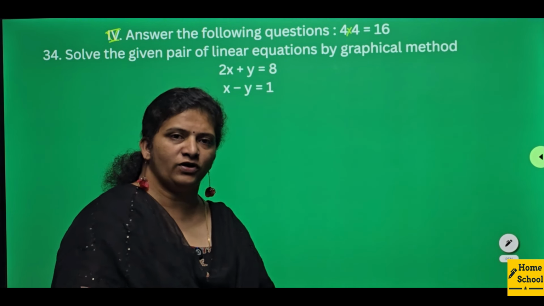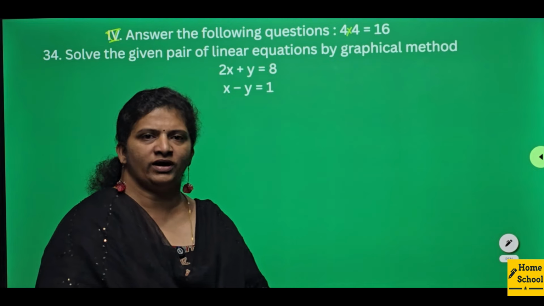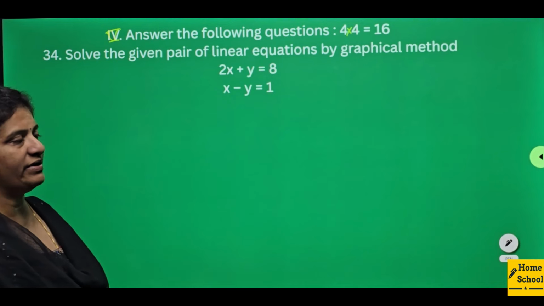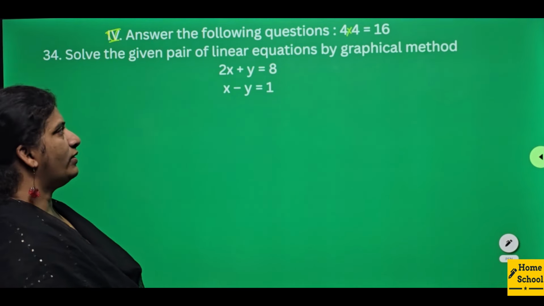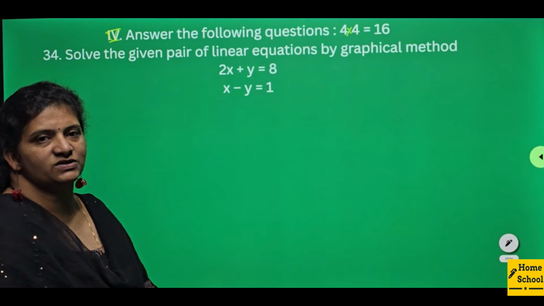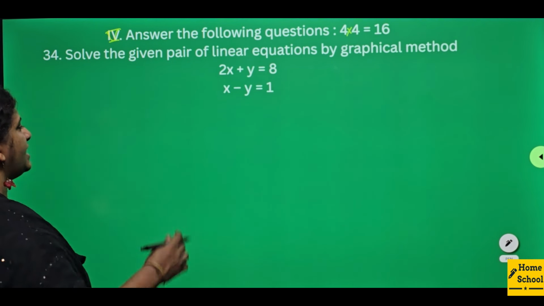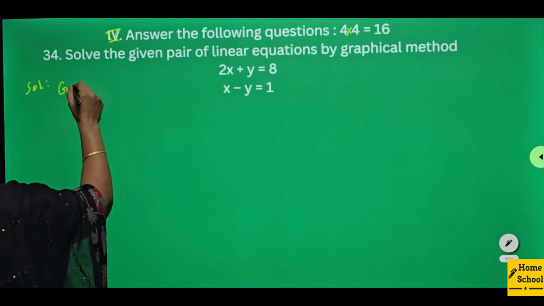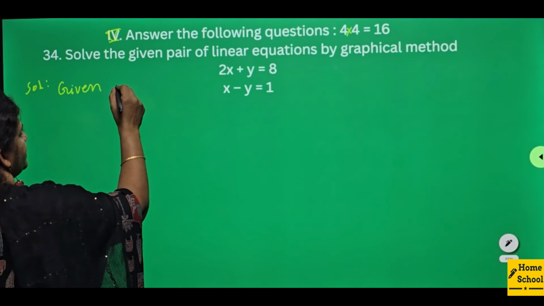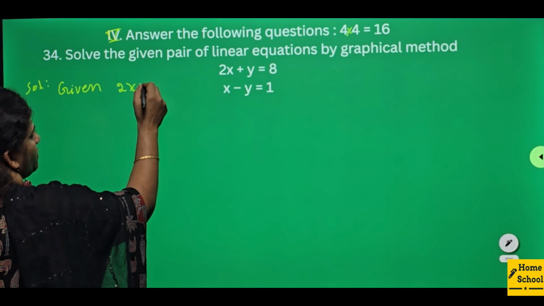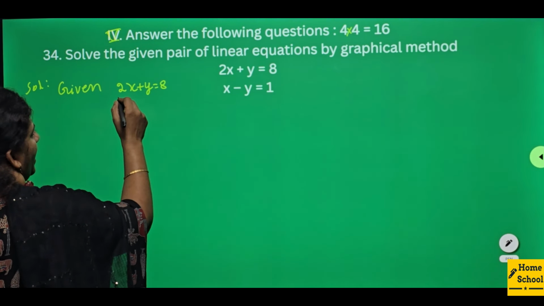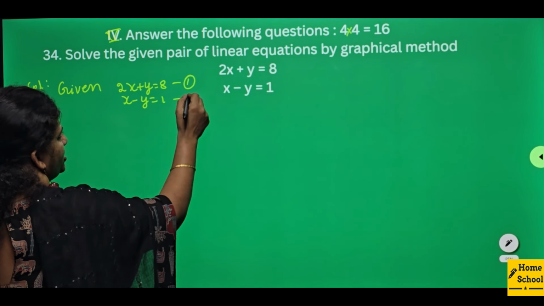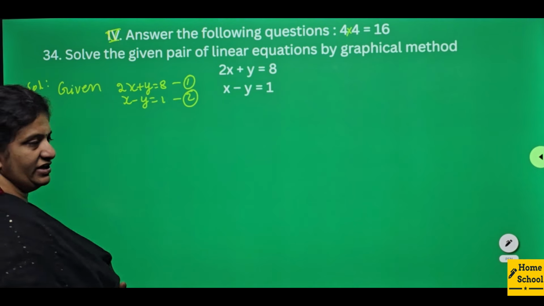5th main, answer the following questions. In this, 4 mark questions will be there. 34th one, solve the given pair of linear equations by graphical method: 2x plus y equal to 8 and x minus y equal to 1. We start solving this by writing the given data. Given the two equations are 2x plus y equal to 8 and x minus y equal to 1. Mark this first equation and this as second equation.